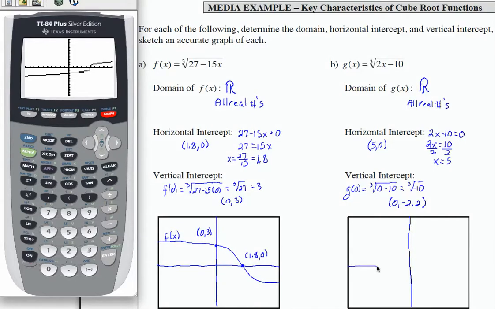There's not a lot of other detail that's going to be helped by having a larger window in either direction. So let's just get an accurate shape there. And let's identify the ordered pairs here. That would be 0, negative 2.2, and here is 5 comma 0, and this is the function g of x.